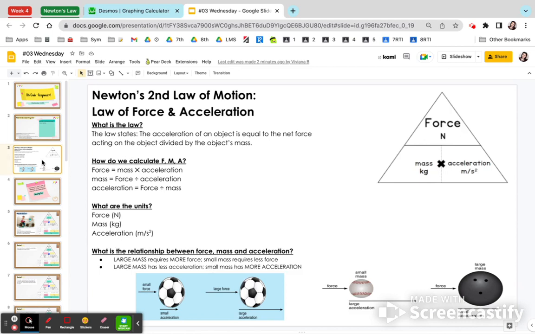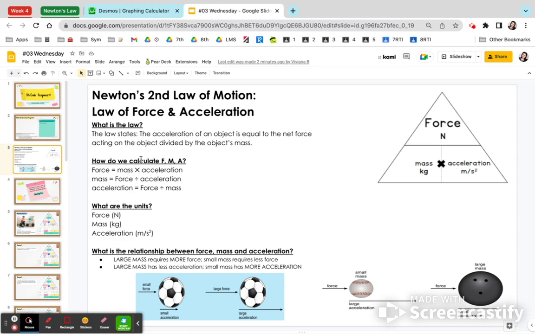Now, when I get back, these are the notes we're going to glue into our notebook. But here, again, we're looking at Newton's second law. It's the law of force and acceleration. And basically, what it means is in order to calculate acceleration, you're going to need to take the force of the object and divide it by the mass of the object.